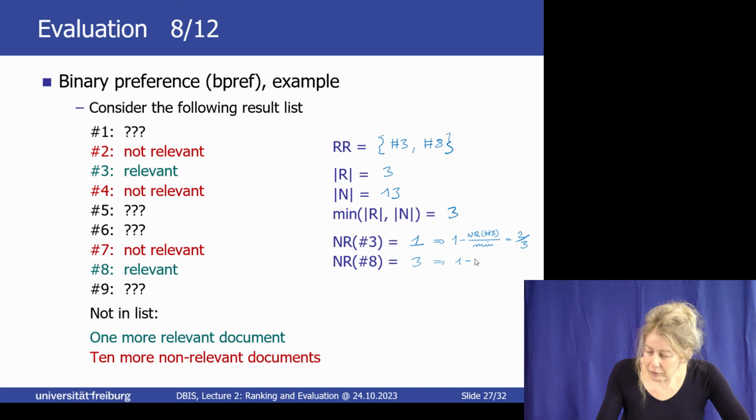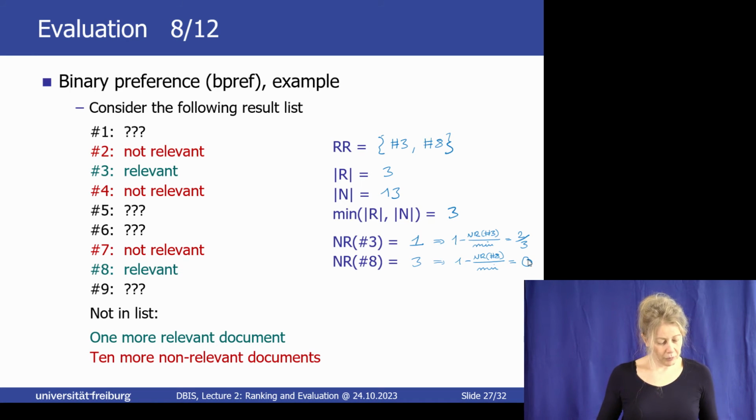And now we have NR divided by this minimum. And you may wonder why the minimum. I have a slide on this. I will explain it in a second, and that's 0. So even if you didn't understand everything yet, you can understand a few things.